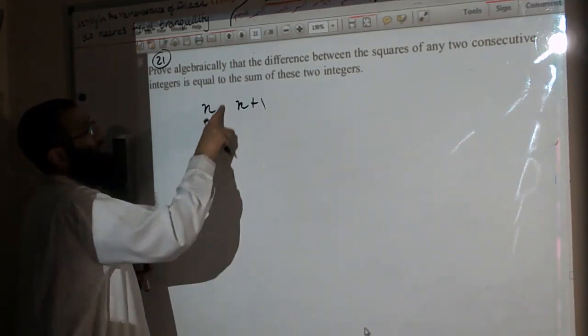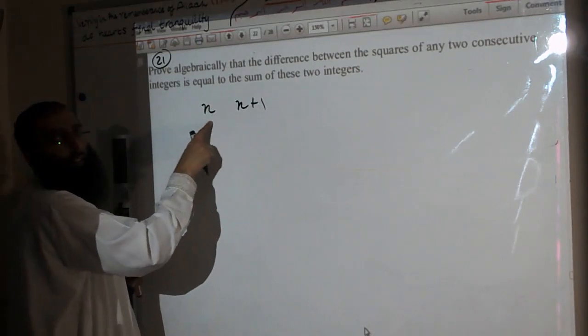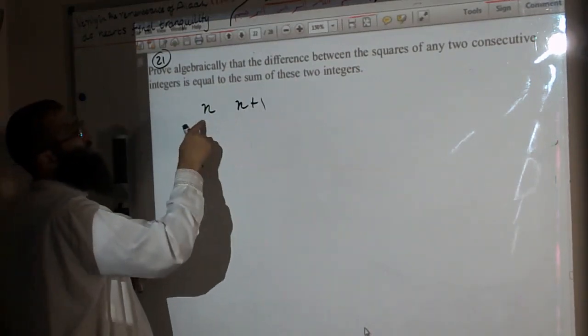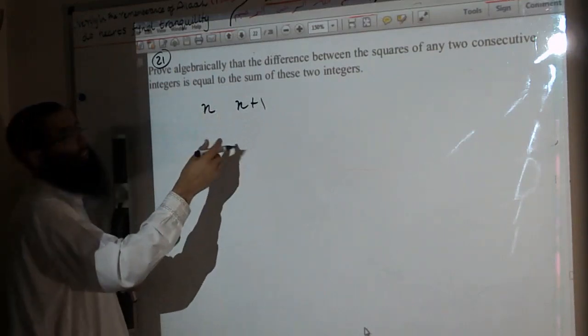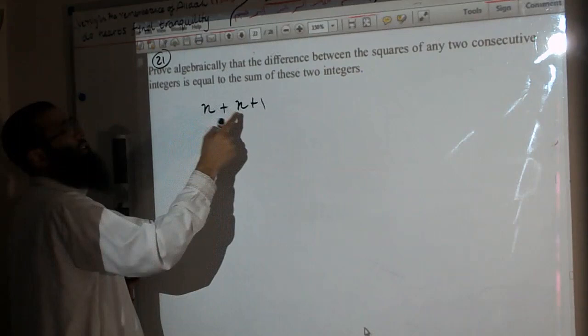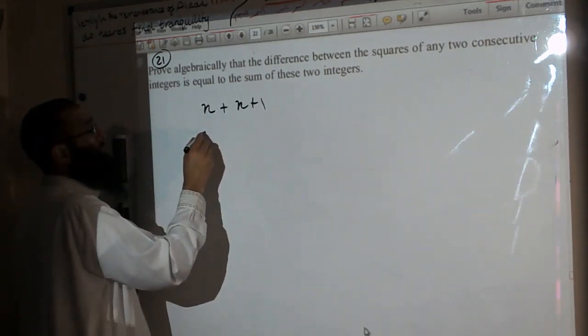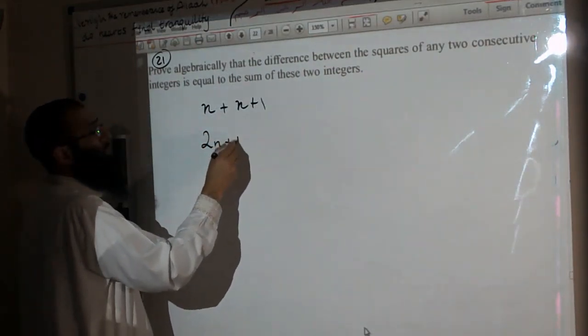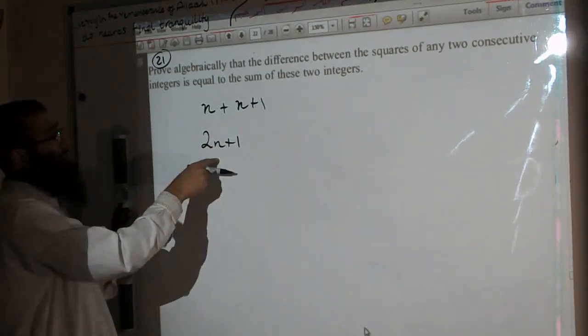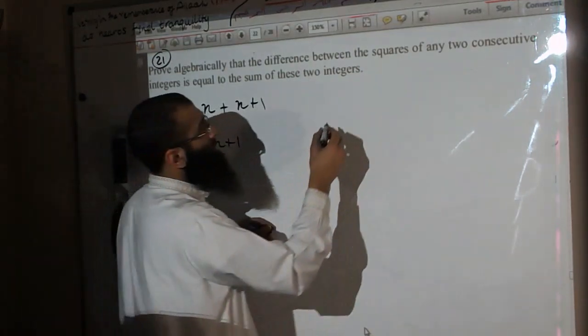So n is the first integer. That's the second integer. They're consecutive. That means one follows after the one. Okay. Now let's add them up. What's n add n add 1? 2n add 1. So we have to prove that after we square them and minus them, it gives us that total. So let's do that now.